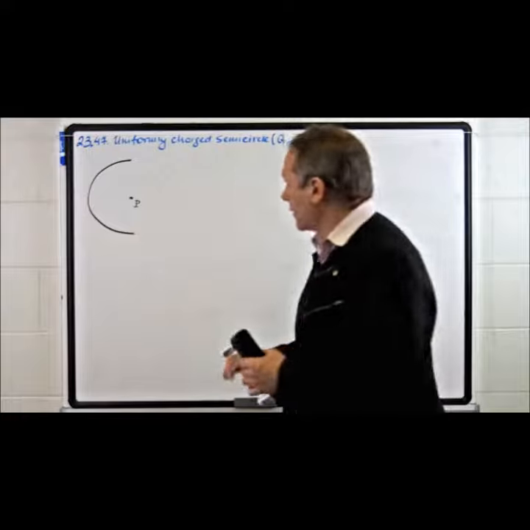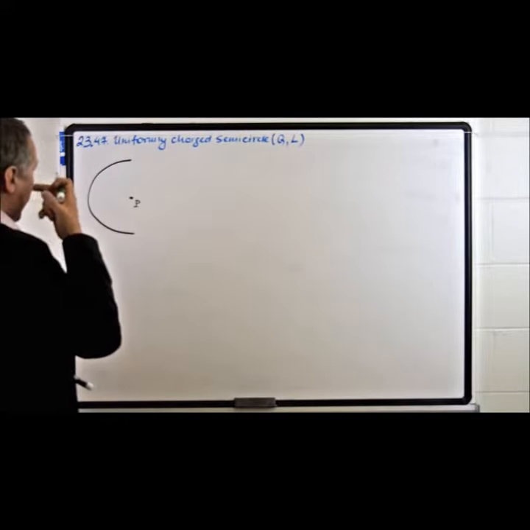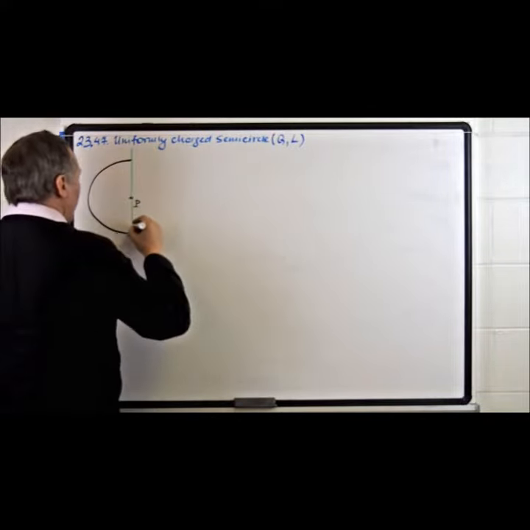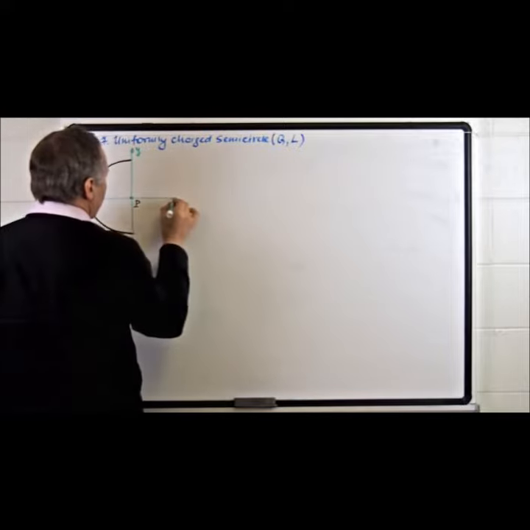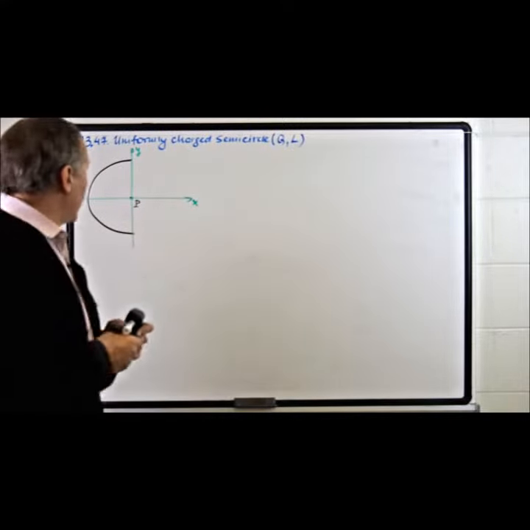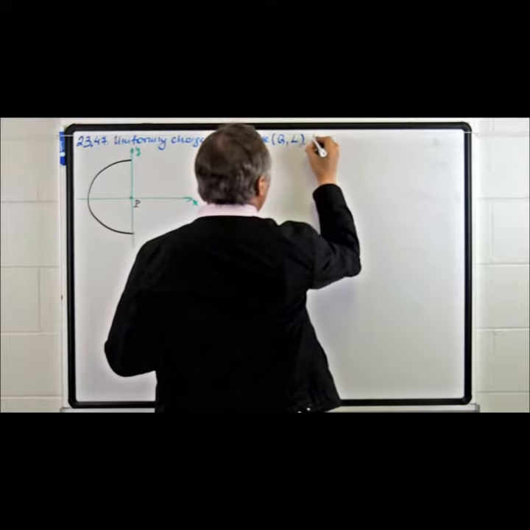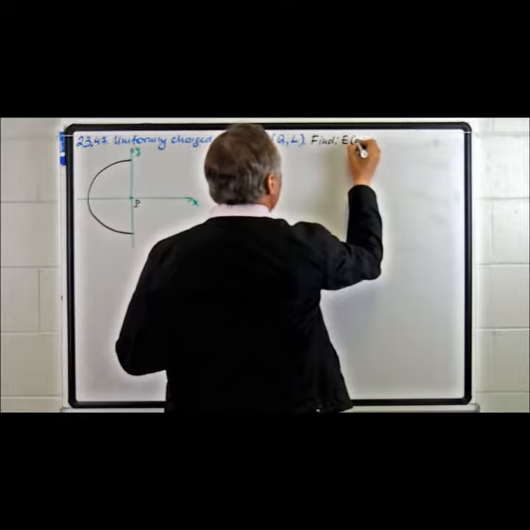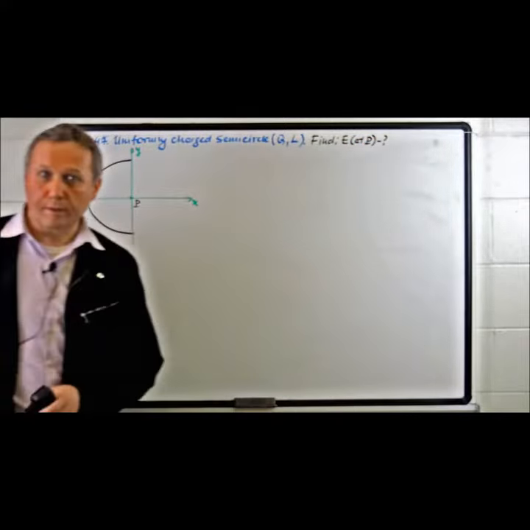So let's start setting everything up. I will start first with introducing a coordinate system. I will position here my y. This is x. And now I will write what we need to find: the electric field at point P. So that's what we need to find, right?